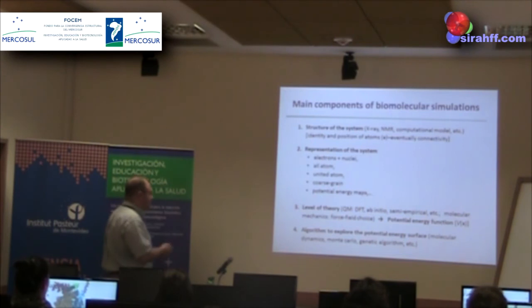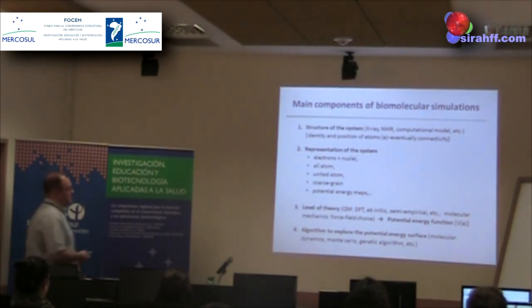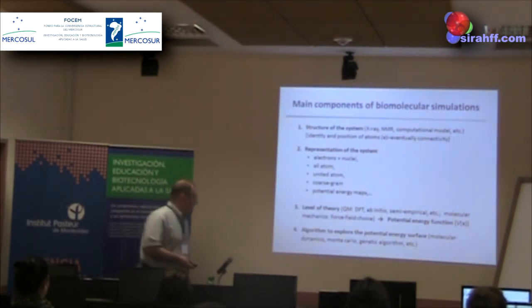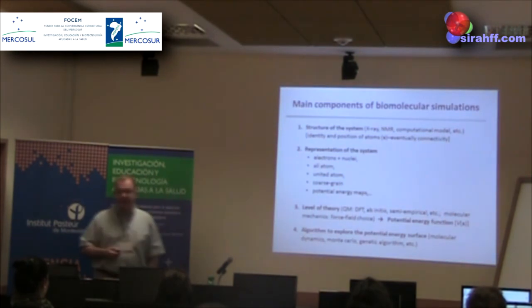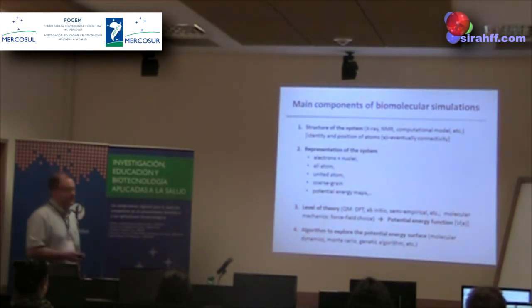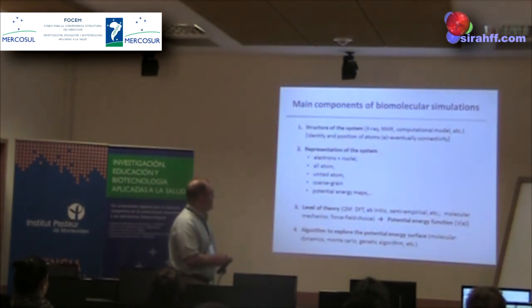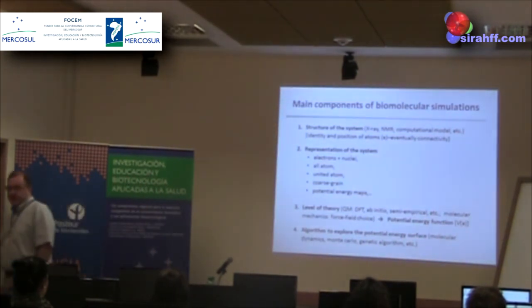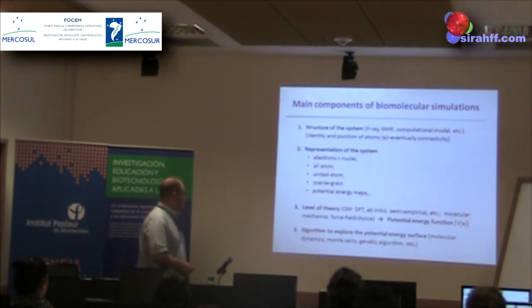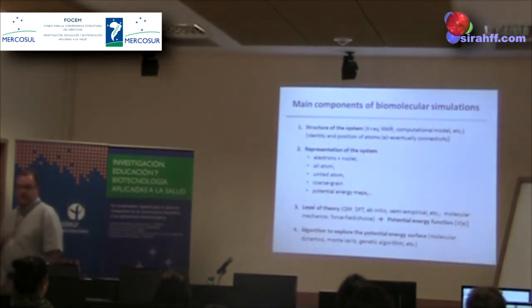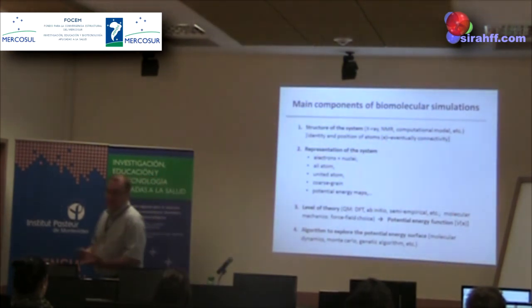Once you have that and connect it to item 2, you have to determine the level of theory. If you're going to do quantum mechanics, it's different if you do density functional theory, ab initio, semi-empirical. If you're going to do molecular mechanics, for example, if you chose the all-atom representation, you have to specify the force field. So which force field are you going to use? And after you choose this, what you get is the potential energy function, which is a function of the coordinates of the atoms, or in quantum mechanics, the coordinates of the nuclei and the electrons. Once you have this, you're almost done. You have to choose an algorithm to explore the potential energy surface. The system has an energy surface that depends on the coordinates of the atoms, and what you do in every problem is to explore that.